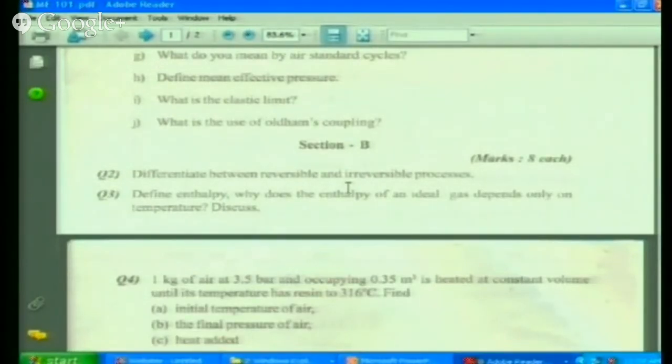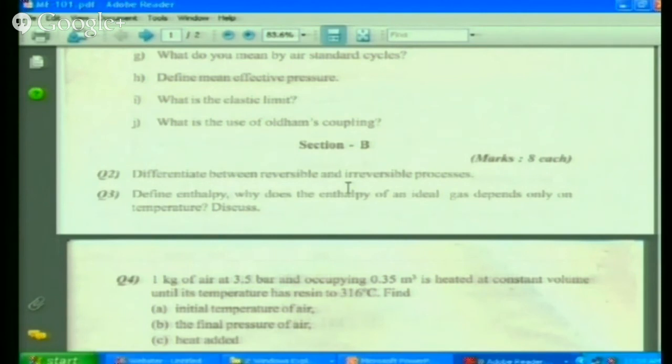Differentiate between reversible and irreversible processes. Fine. Define enthalpy. Why does the enthalpy of an ideal gas depend only on temperature? Now here you see, define enthalpy, full stop. There should have been a full stop. Then the second question should be, explain why, or explain why does enthalpy of an ideal gas depend only on temperature. There should have been a full stop.